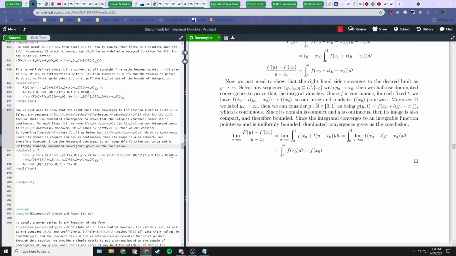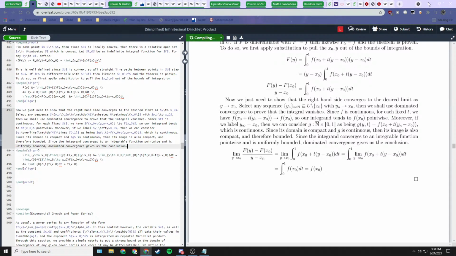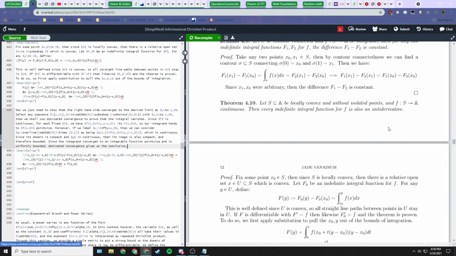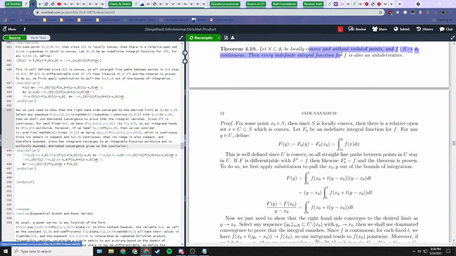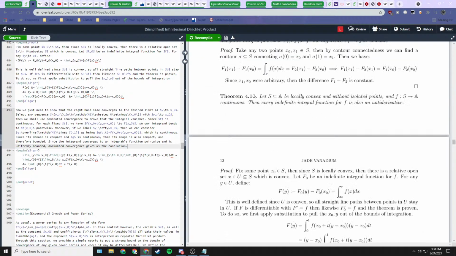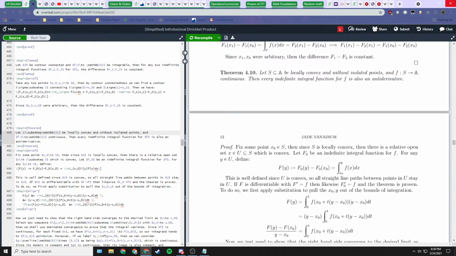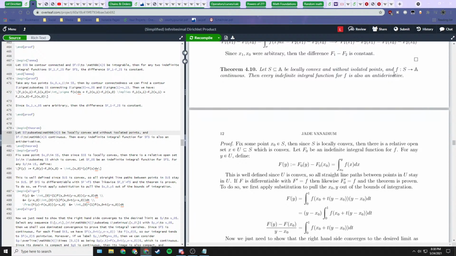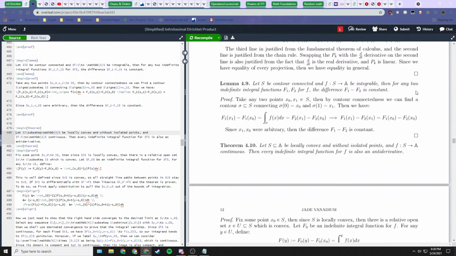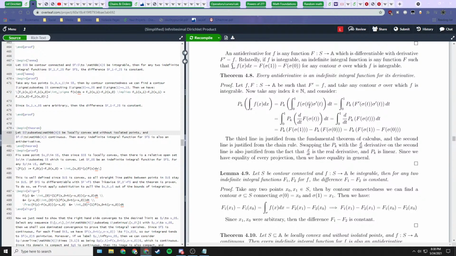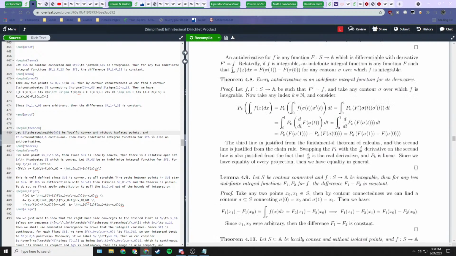There we go. Okay, so what we've proven now is if we have a locally convex domain without isolated points, and our function is continuous, then its indefinite integral functions are also antiderivatives. Which is sort of the other direction of this theorem.